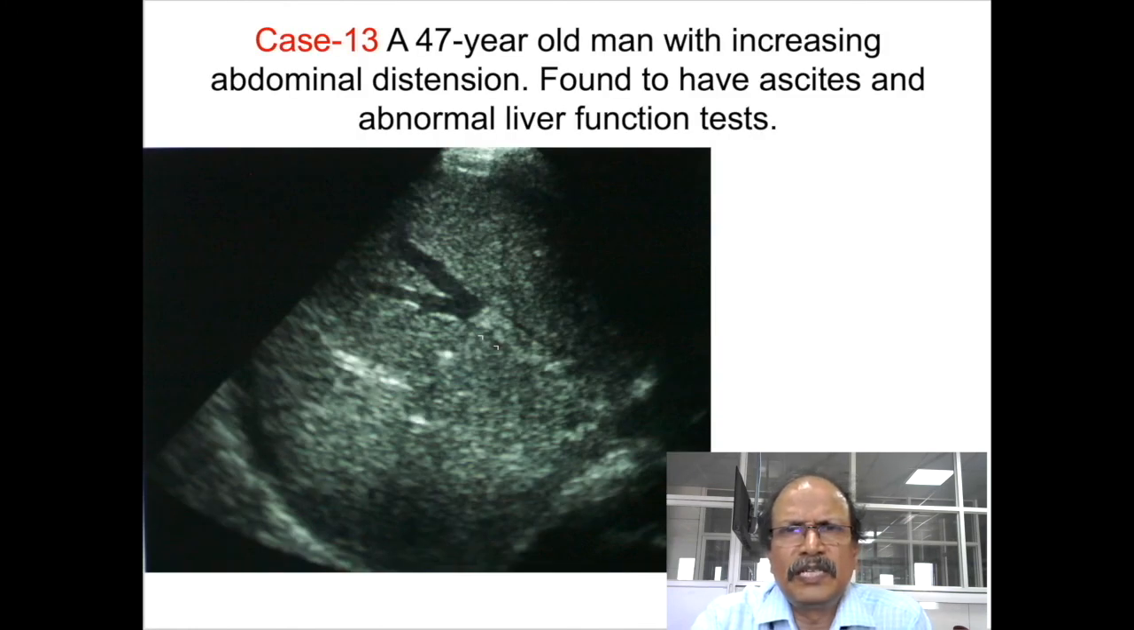So case 13, a 47-year-old male with increasing abdominal distension found to have ascites and abnormal liver function tests. Here time is not mentioned, probably it is an acute onset in a middle-aged man with increasing abdominal distension. That means there is some accumulation within the abdomen which is causing rapid increase in size of the abdominal girth. And of course here it is also mentioned that ascites is present, which was picked up by ultrasound examination, and abnormal liver function test probably again suggests the pathology within the liver.